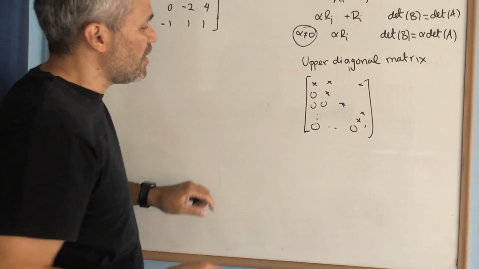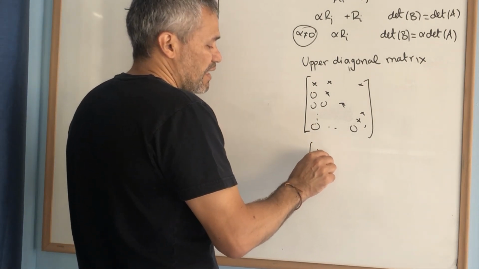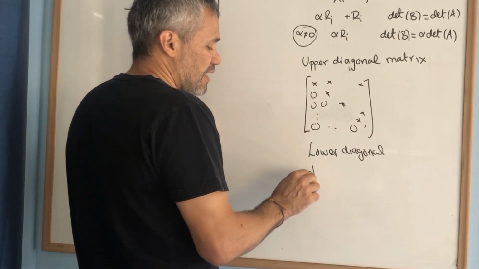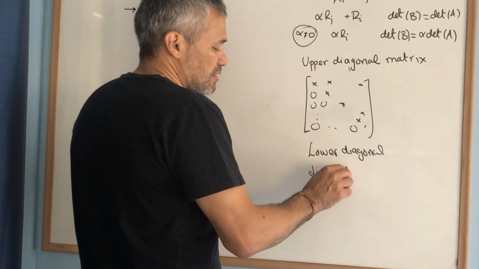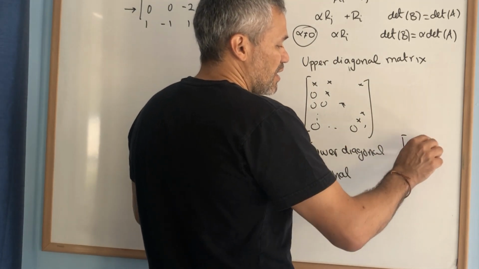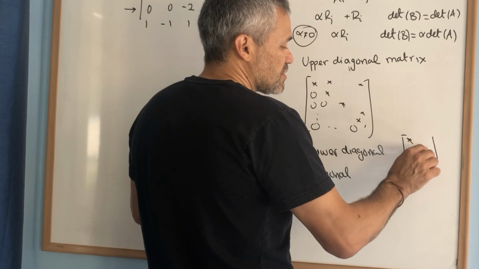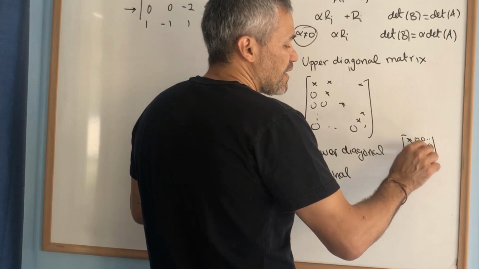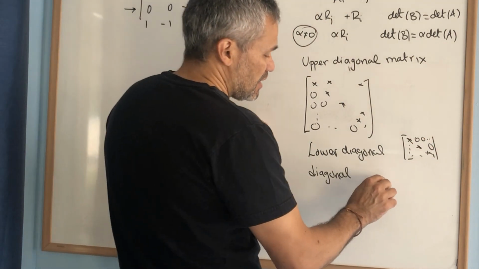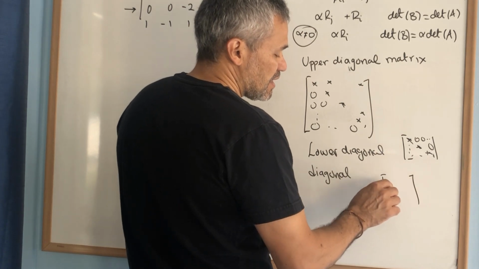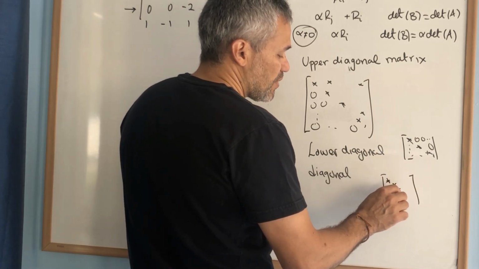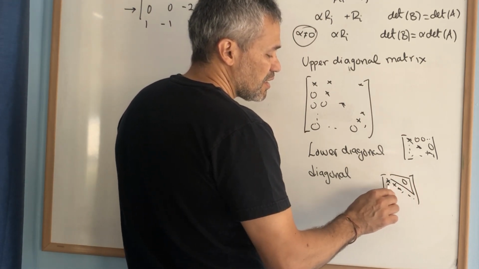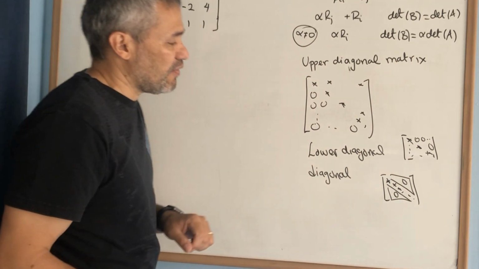This is upper diagonal. Same thing, we can define a lower diagonal, and we can define a diagonal matrix. The lower diagonal matrix will look like this. It will have numbers in the diagonal and below the diagonal, but above the main diagonal there must be zeros. And a diagonal matrix has numbers in the main diagonal that could be 0 or different from 0, but everything else must be zeros. This is a diagonal matrix.